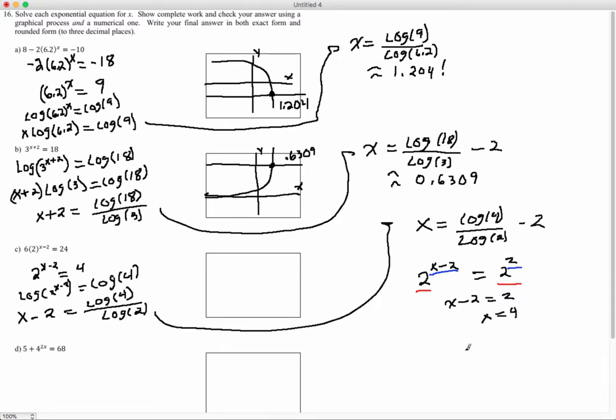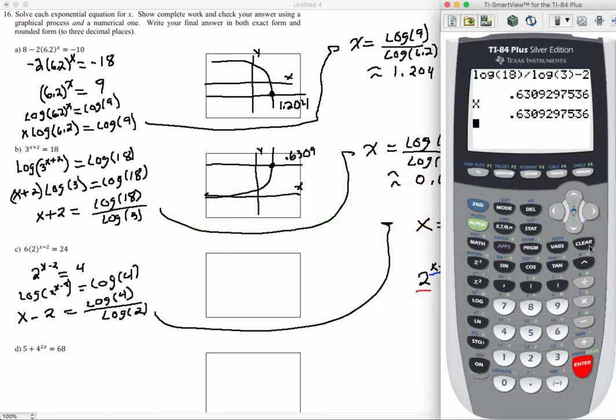Okay, so let's go do the calculator part first before we do the graphical solution this time. And let's see if that actually turned out to be true here. So if I take log of 4 and I divide that by log of 2, and then I subtract 2 off of that, I get back 0.